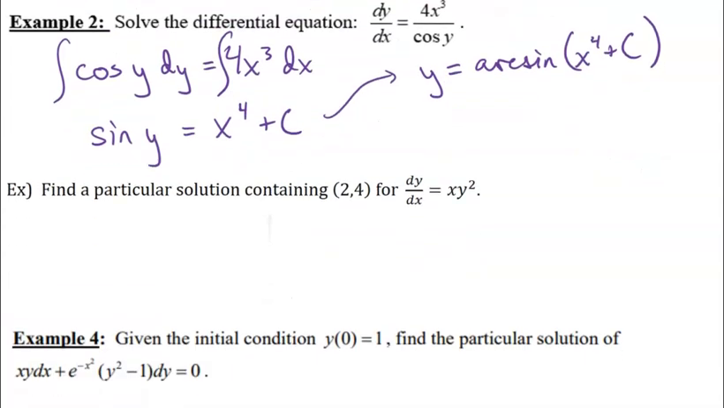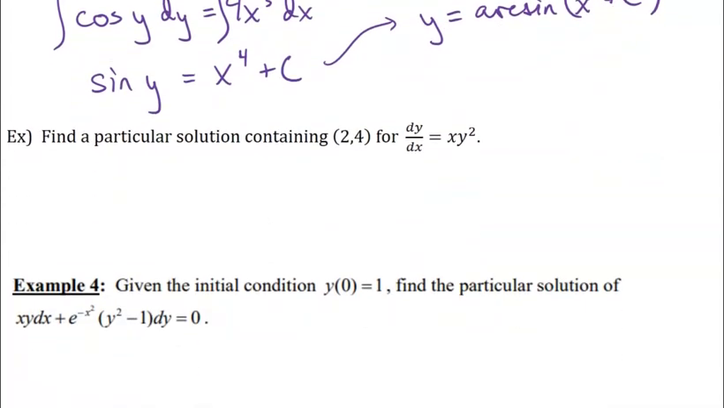Okay. All right. Another example here, find a particular solution containing (2, 4). So now we have an initial condition and we have our differential equation. So we're going to solve for the general solution and then plug (2, 4) in. Okay. So I'm dividing both sides by y squared, multiplying by dx. So I'm going to write that as 1 over, actually, I'm going to write it as y to the -2nd dy, since I'm going to use power rule to integrate, equals x dx.